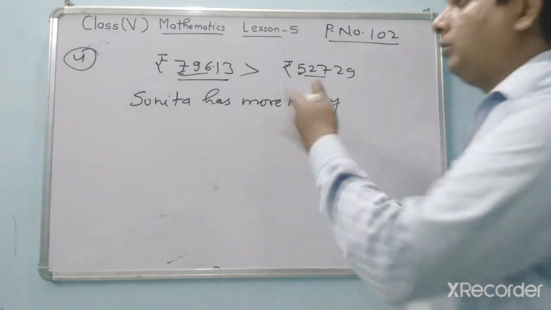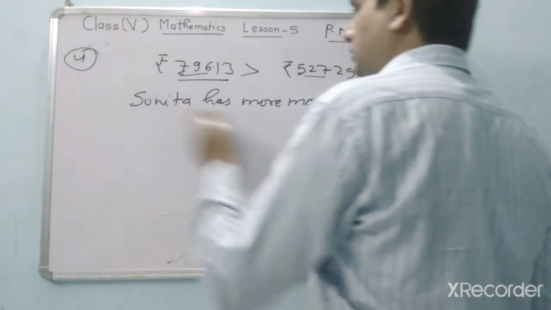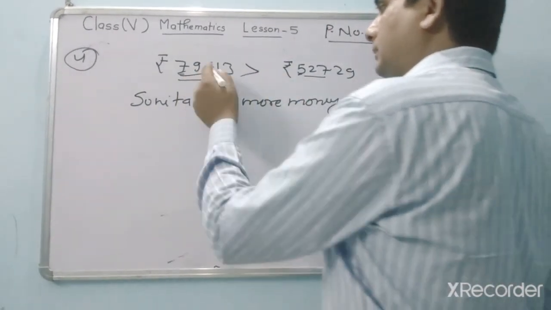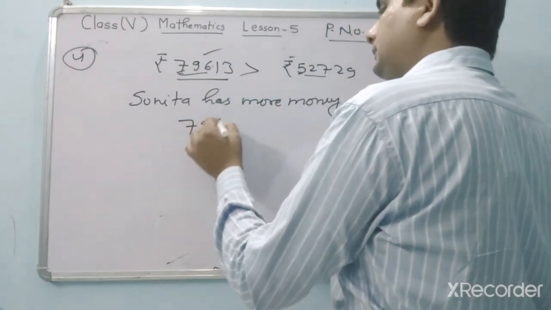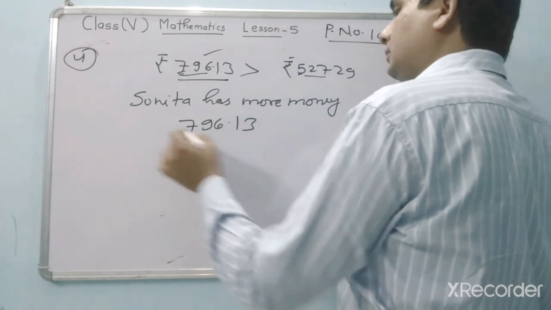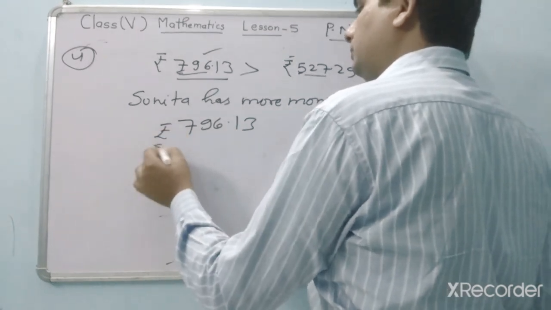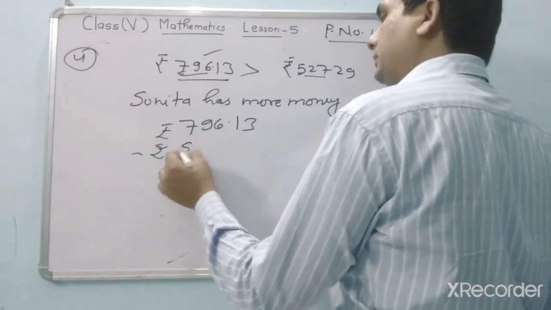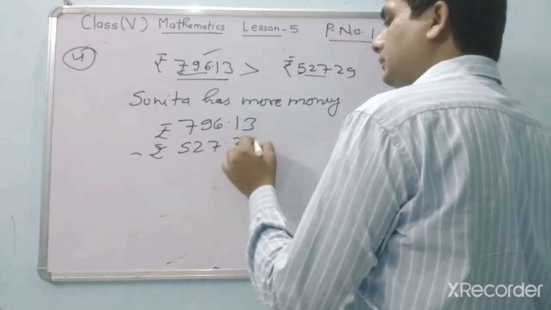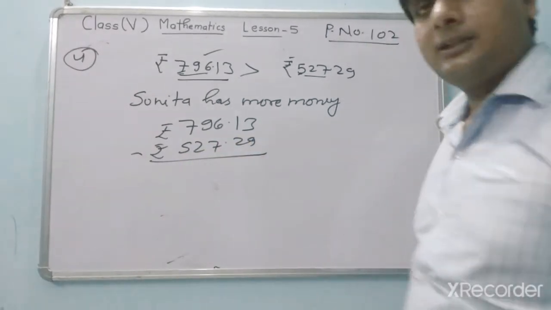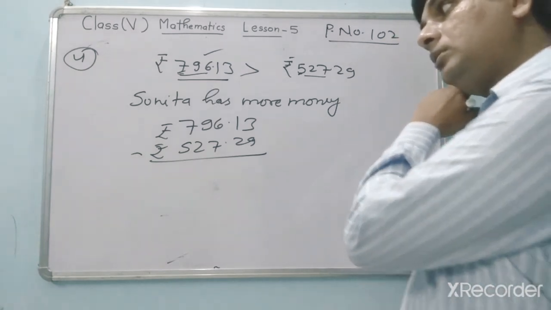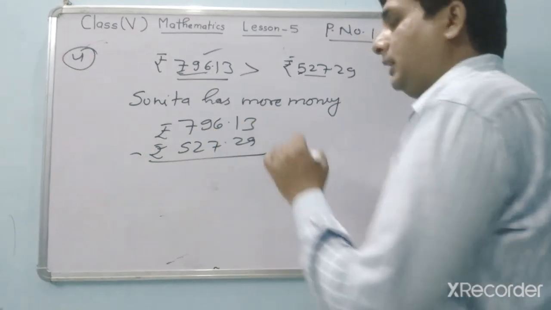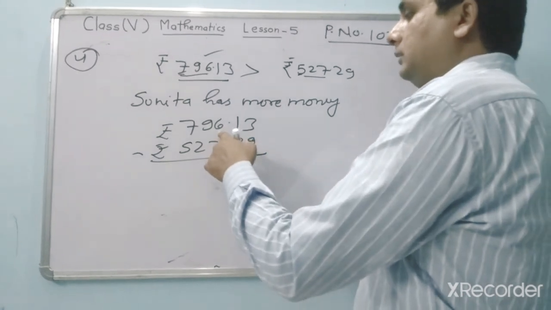So after that, how much is asked? So what will you write? You will find the difference. So how to find? Subtract the smaller one from the bigger one. So 796.13 rupees, and here also rupees, minus 527.29. Okay, you have to subtract now. So see here. So what to do? This is rupees, this is paisa.